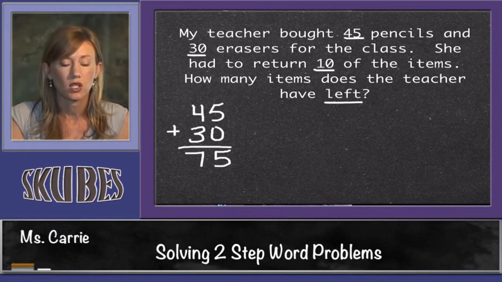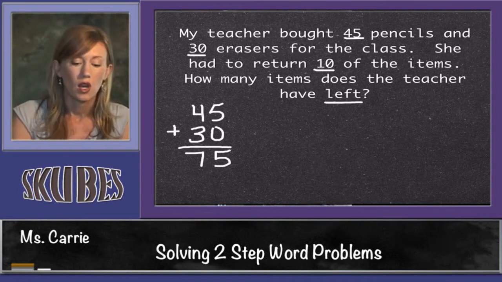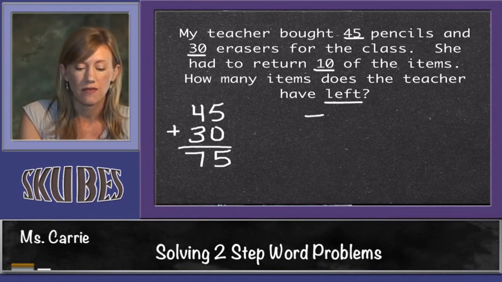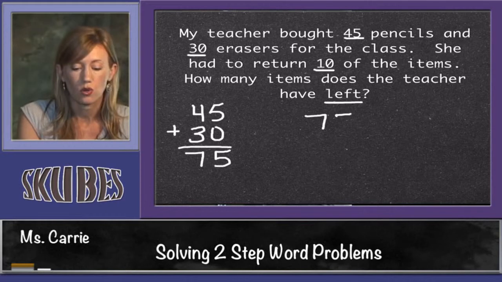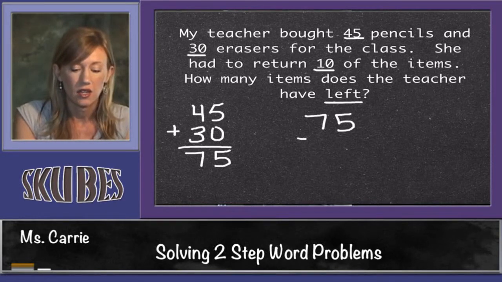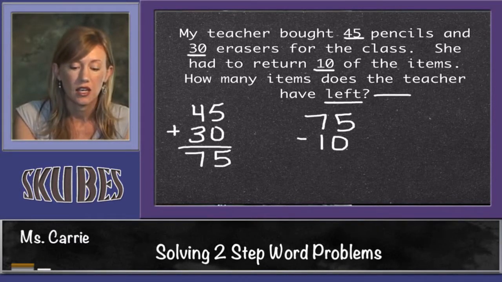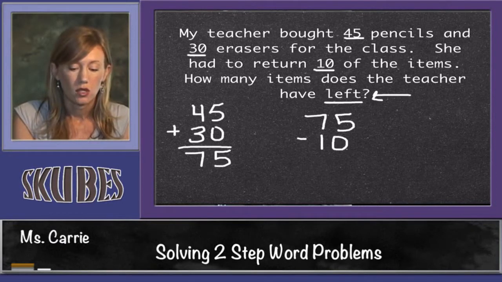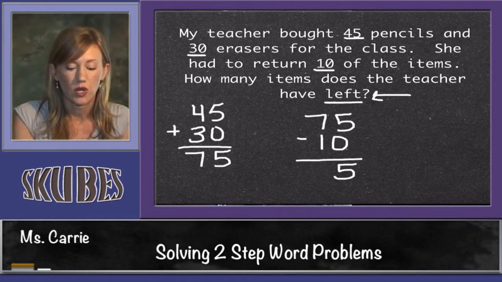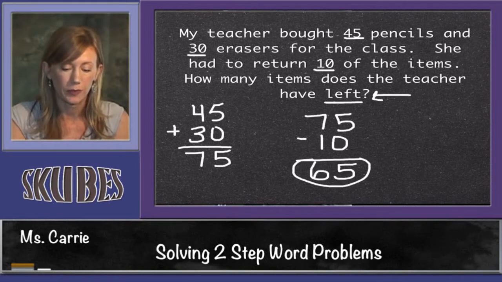Now remember, she had to return 10 of the items, and we need to know how many she had left. So what we would do is take the 75, that's her total amount of items, minus the 10 that she returned to see how many she has left. So 5 minus 0 is 5. 7 minus 1 is 6. Our answer is 65.